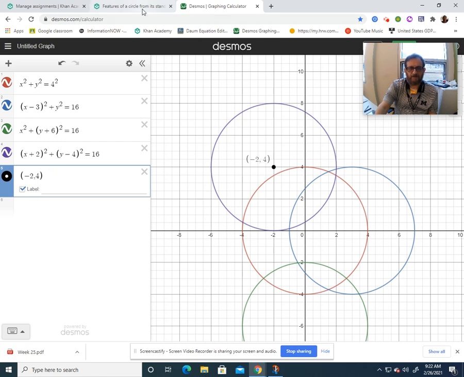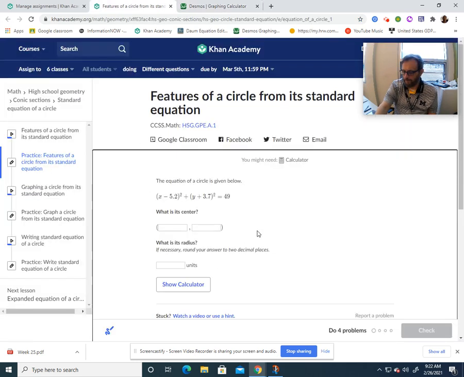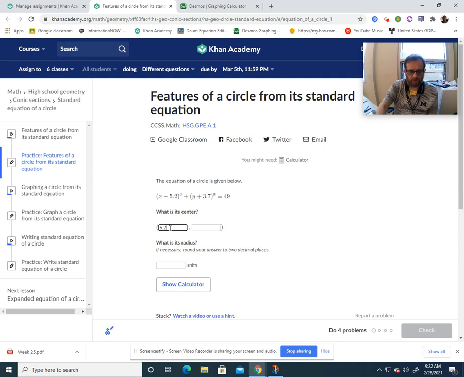So that's the center. If I go back here to this problem and I say, okay, what's my center? Well, my center is (5.2, -3.7), because that's how much I moved it. By subtracting 5.2, I slid it to the right 5.2 units, and by adding 3.7, I slid it down 3.7 units. That's exactly here. Now, what's my radius? Well, my radius isn't 49. Remember, this should say squared. It doesn't say squared. Well, what number squared gives me 49 is 7.